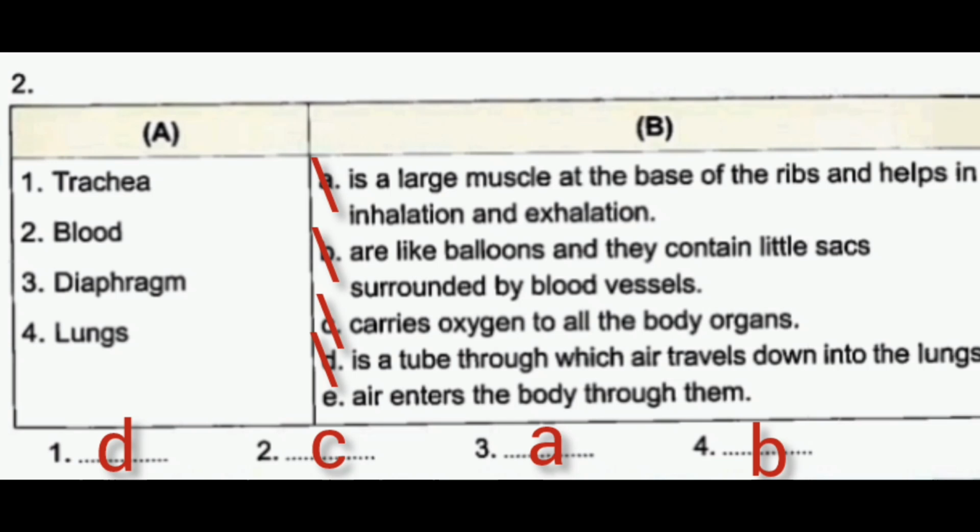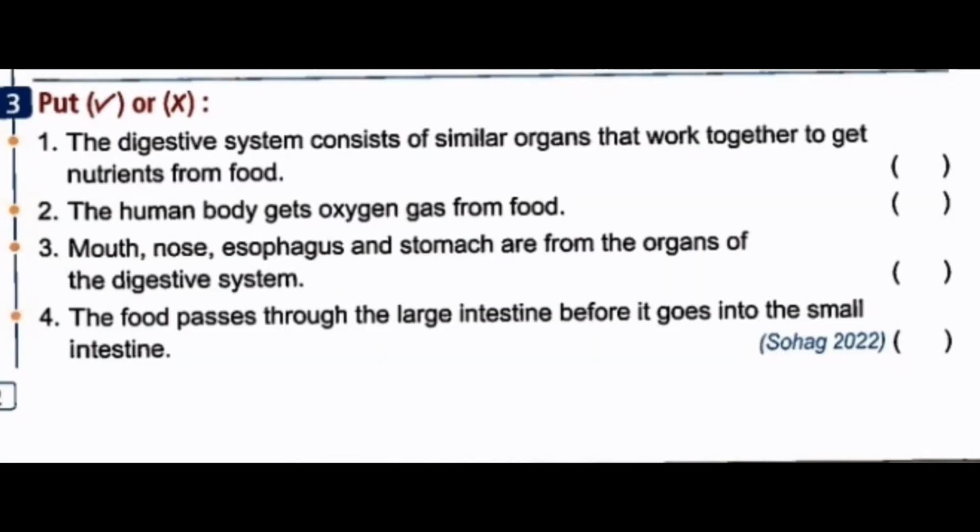Now let's answer question number 3, which is put true or false. Number 1. The digestive system consists of similar organs that work together to get nutrients from food. Does the digestive system consist of similar organs or different organs? So the answer is false. Number 2. The human body gets oxygen gas from food. Do we get oxygen gas from food or from air? So the answer is false. Number 3. Mouth, nose, esophagus, and stomach are organs of the digestive system.